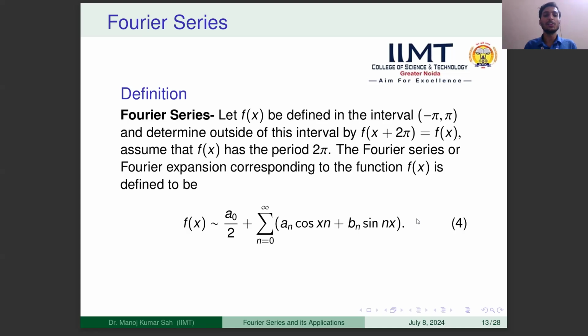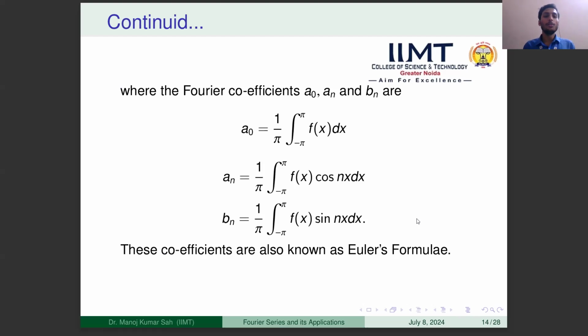Then the Fourier series or the Fourier expansion corresponding to the function f of x is defined by f of x equivalent to a naught upon 2 plus the summation running from n equal to 0 to infinity of an cos nx plus bn sin nx, where a naught, an, and bn are called Fourier coefficients.